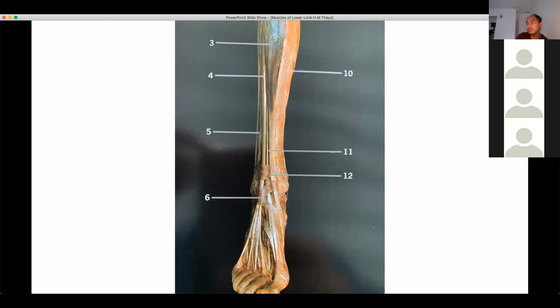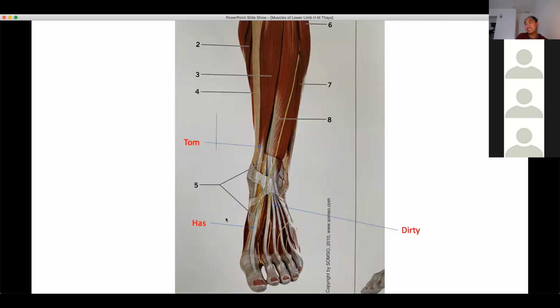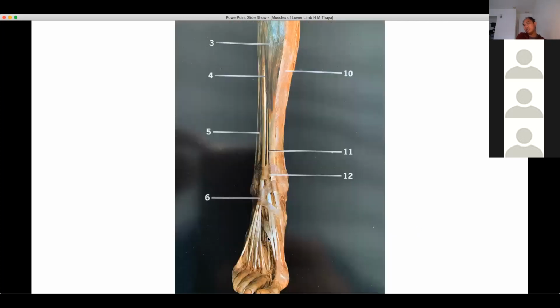So if I show you this diagram, this is the left leg anterior compartment and the ankle, and the tendons of the anterior compartment crossing the ankle in front and going into the foot. And this is the same. This is the right side anterior compartment muscle.